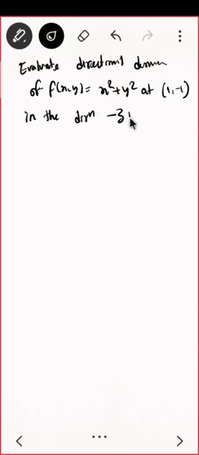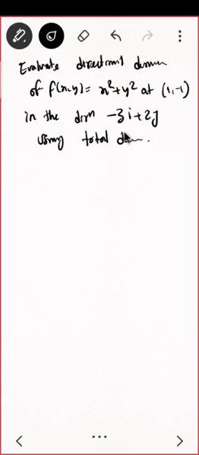Let us do one problem, that is, evaluate the directional derivative of the function f of x, y, which is equal to x square plus y square, at the point 1 comma minus 1, in the direction minus 3i plus 2j, using total derivative.